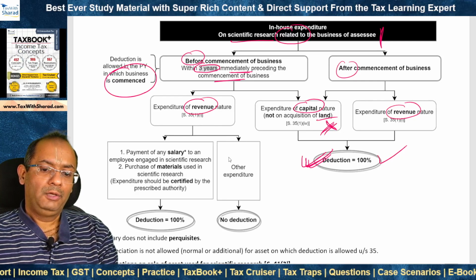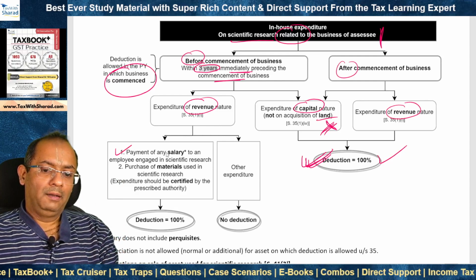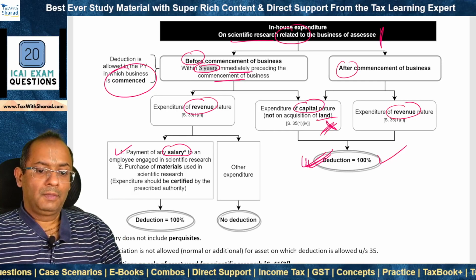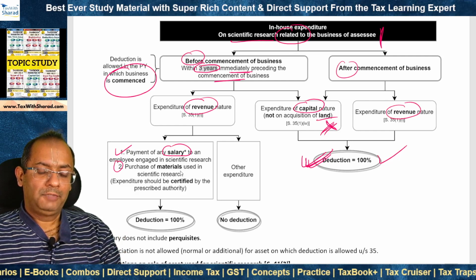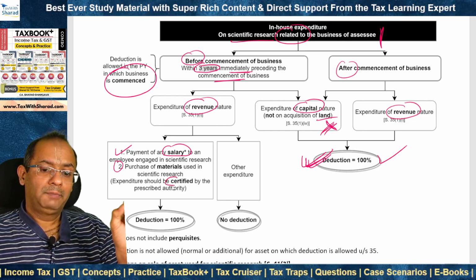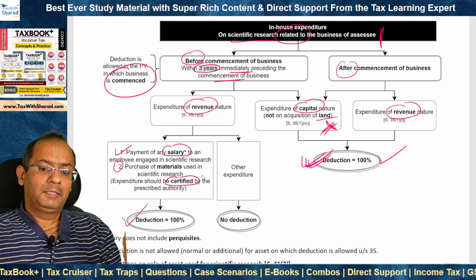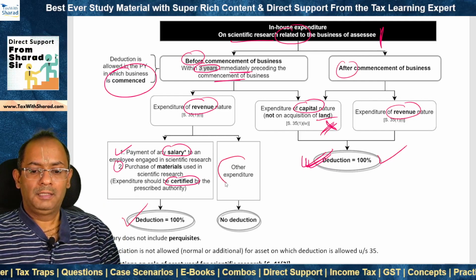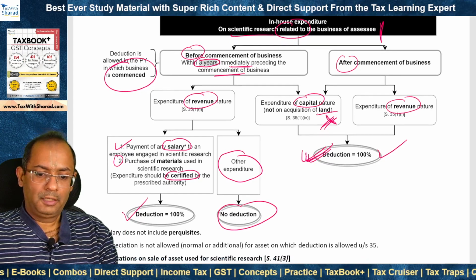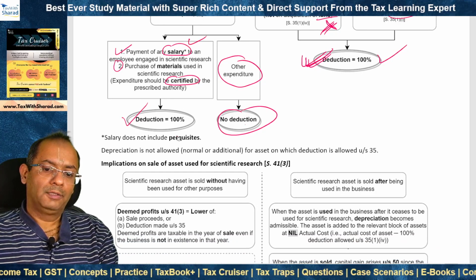If it is revenue in nature, then deduction is allowed only on 2 counts. One, payment of any salary. Salary would have been paid to employees engaged in scientific research, or the materials would have been purchased for use in scientific research. Only these 2 categories of expenditure are allowed, provided the expenditure is certified by the prescribed authority. In such case, deduction is 100%. If the expenditure is not certified, or if it is the case of any other expenditure, no deduction is allowable. No deduction is supposed to be allowed. We need to note that salary, which is referred here, does not include perquisites.